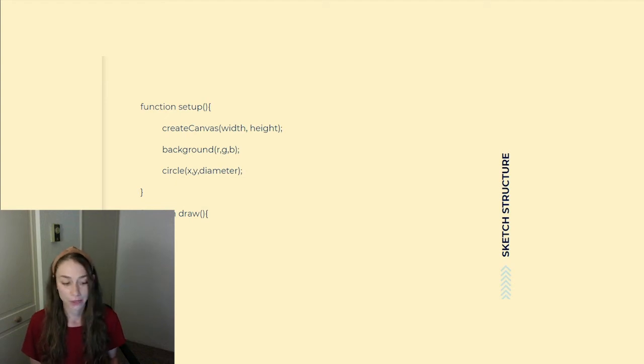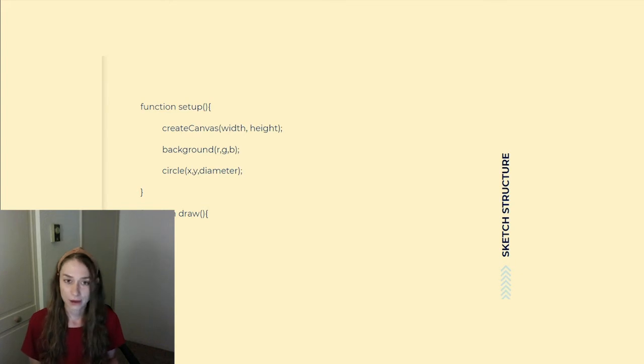The canvas is pixels wide by pixels tall, and today we are actually going to utilize these built-in variables inside of P5.js, width and height. These are the outputs of the create canvas command, so you can utilize them later on in your code. You'll see what I mean in a bit.